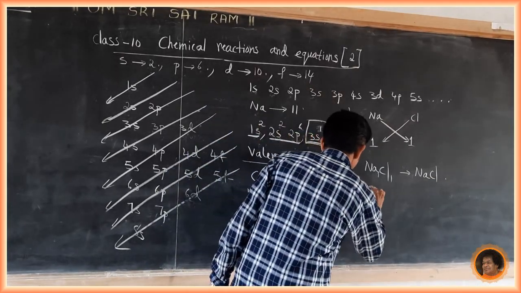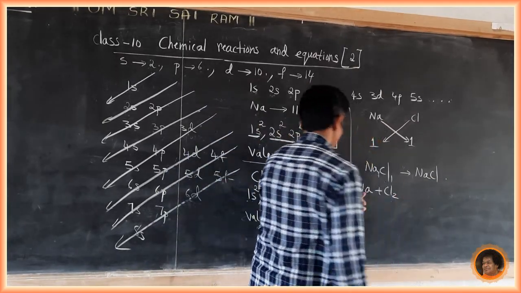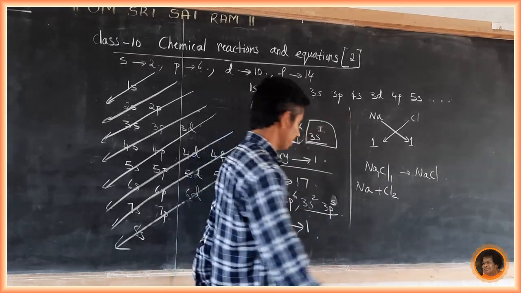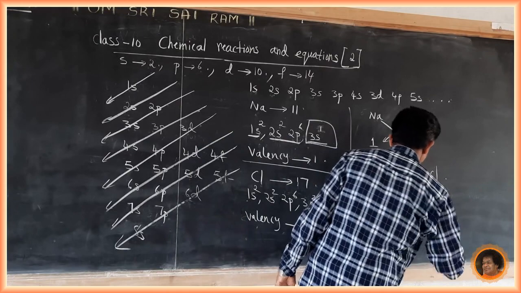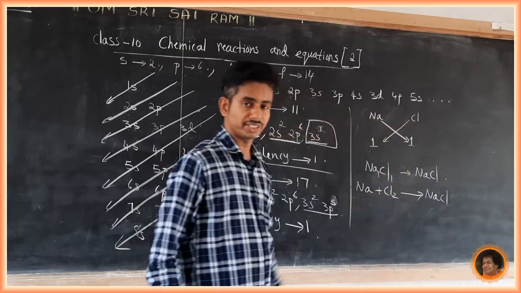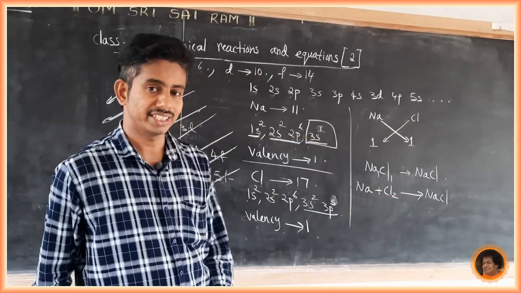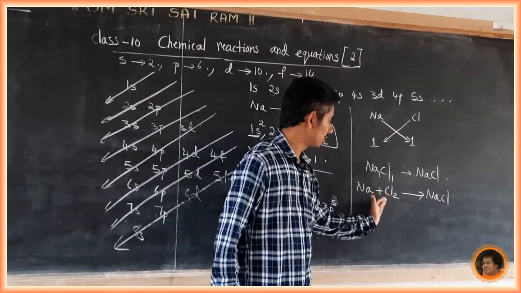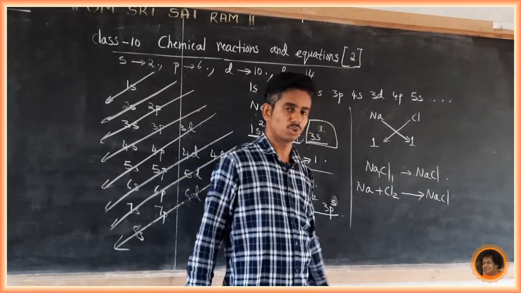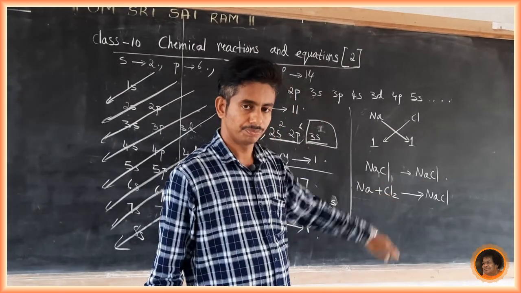Therefore, sodium reacts with chlorine. Sodium means Na, chlorine means Cl2. After the reaction between these two, we get sodium chloride. Therefore, it is NaCl. It is not NaCl2. It is not NaCl3 because of this. Therefore, sodium reacts with chlorine and gives sodium chloride, NaCl.